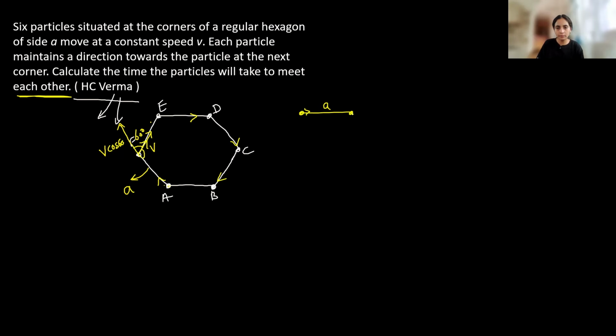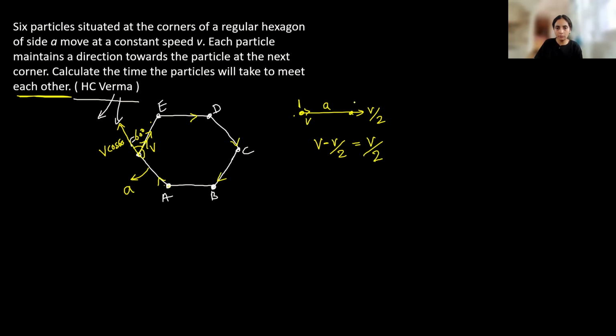Its velocity towards this one is V, and its velocity away from this is V by 2. Okay, so what is the relative velocity? If you calculate here, the relative velocity is V minus V by 2, so that is going to be V by 2. Sorted? This is V cos 60, that will be V by 2 and they are in the same direction. So the relative velocity will be this one.